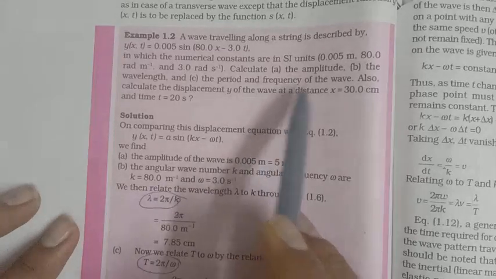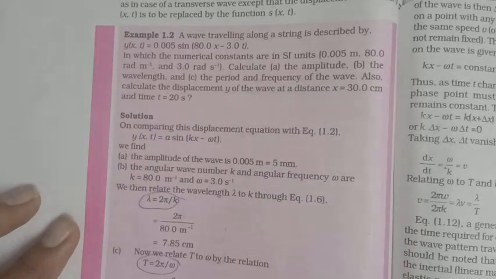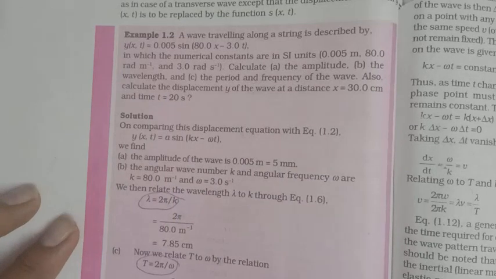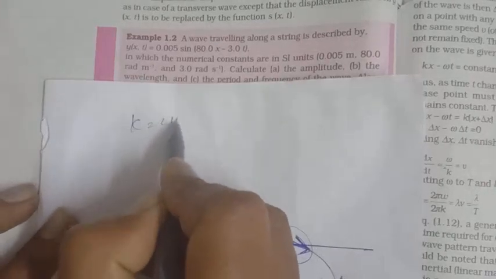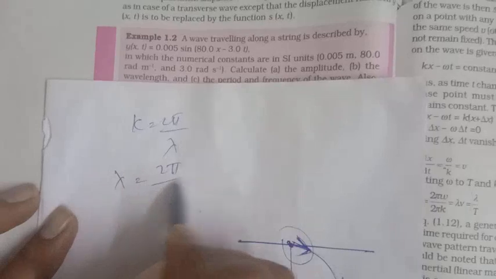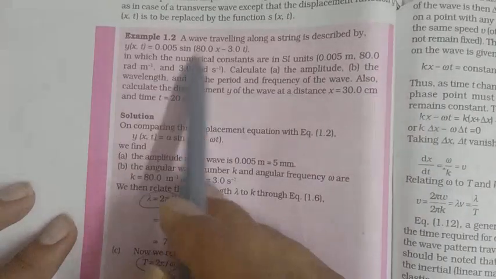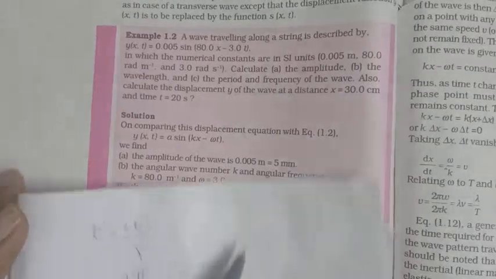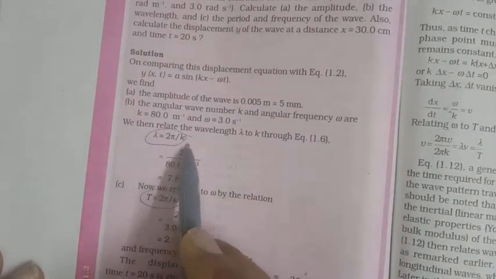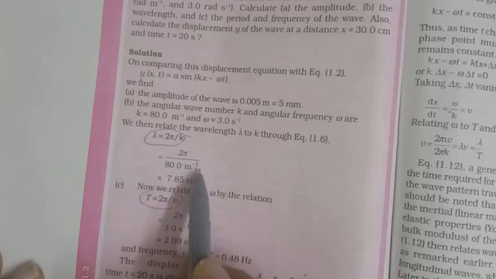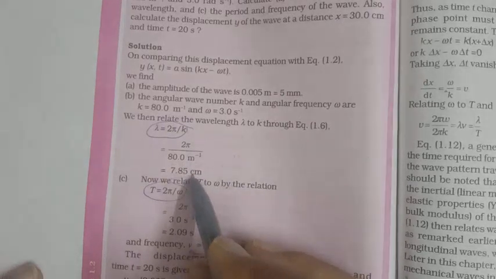And the next one is the wavelength. What is the expression for the wavelength? k is equal to 2 pi by lambda, so lambda is equal to 2 pi by k. Here the kx term is given, and k is 80. So lambda is equal to 2 pi by k, with k value 80. Then simplify and we get the value in meters, then convert it into centimeters.